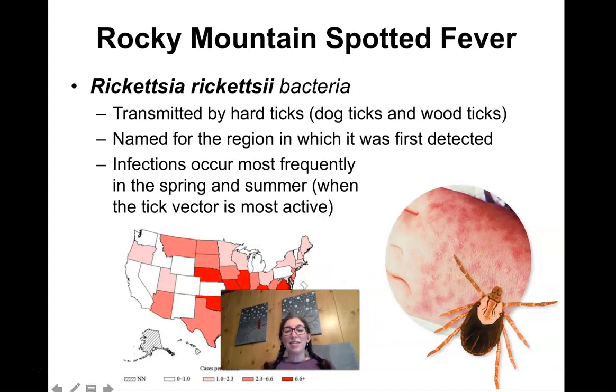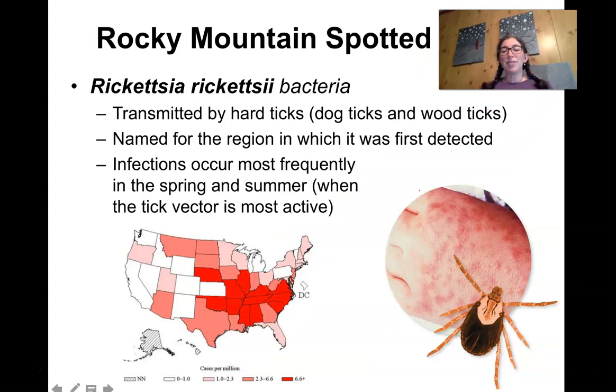Rickettsia is the organism. It's a bacteria that causes Rocky Mountain spotted fever. I still don't really understand why it's called Rocky Mountain spotted fever, because the Rocky Mountains are like over here and there's hardly any cases of it over there, but maybe the first case was identified in the Rocky Mountains.